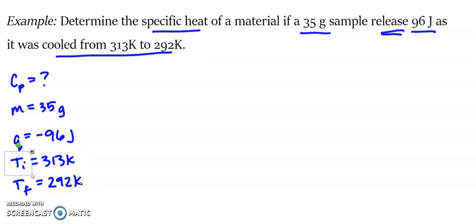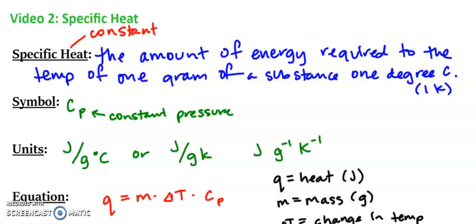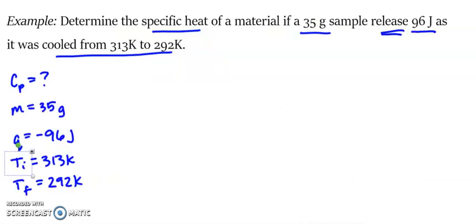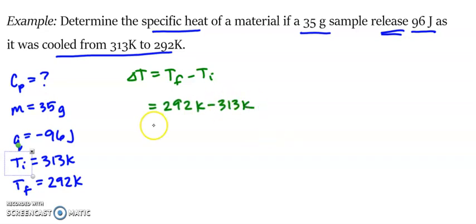All right, so I have all of the pieces now to find specific heat. If I go back to the equation here, I've got delta T, or I can find delta T because I have final and initial. I've got the mass, I've got the heat, so we can solve for our specific heat. All right, so let's find our delta T. So change in temperature is final minus initial. So final was 292, that's where it ended, minus 313. That's where it started. So we've got negative 21 Kelvin.